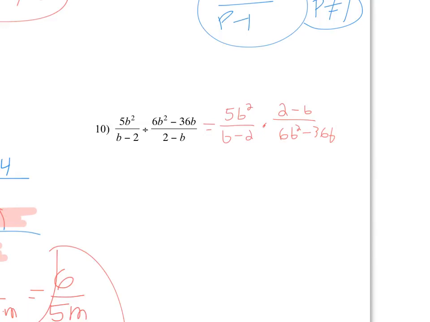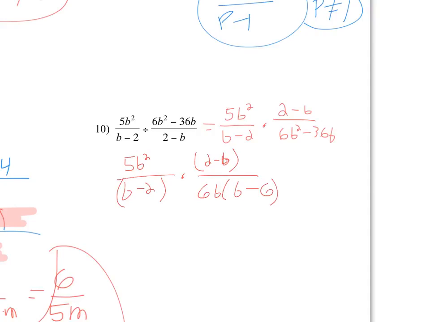I don't need a common denominator, but I noticed that the denominator over here, I can factor out a 6 and a b. So I'm going to do that really quickly. I'm going to keep the 5b squared, b minus 2 times, I'm going to keep this 2 minus b over, and I'm going to factor out a 6b.